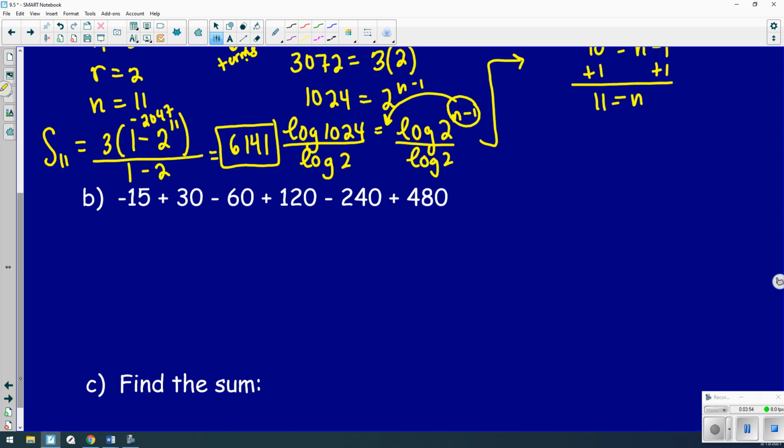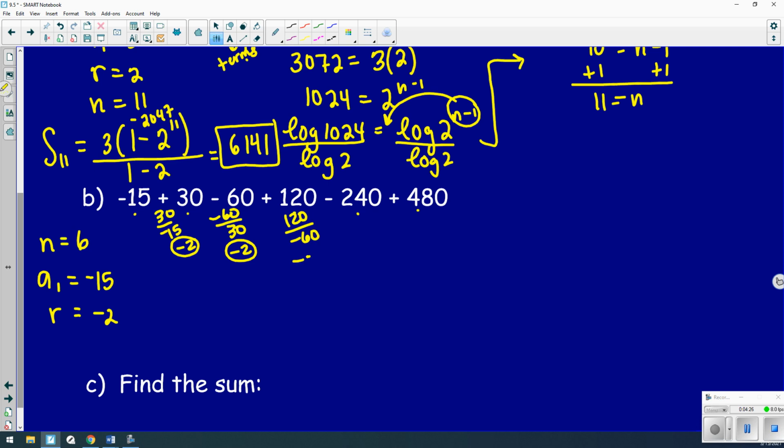Take a look at letter B. So in letter B, I clearly have 1, 2, 3, 4, 5, 6 terms. So n is equal to 6. My first term is negative 15. And what's the common ratio? What do you think the common ratio is? Did you say negative 2? 30 divided by negative 15 is negative 2. Negative 60 divided by 30 is negative 2. 120 divided by negative 60 is negative 2. So yep, the common ratio is negative 2.